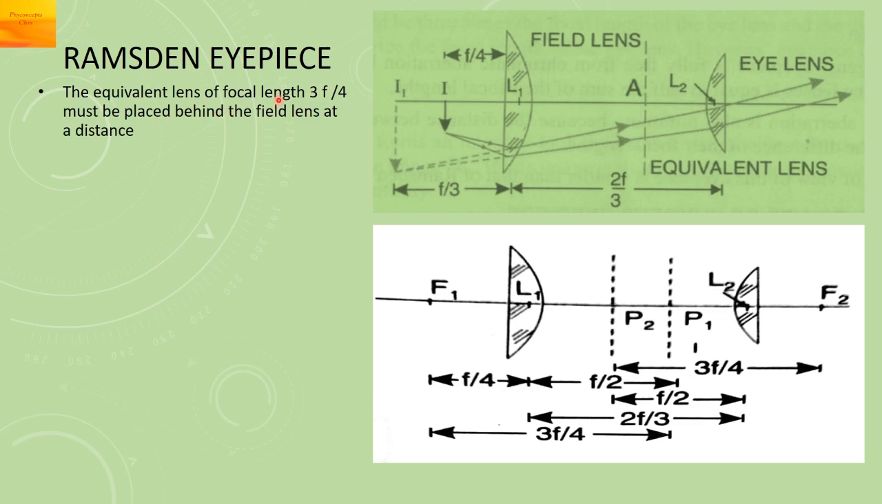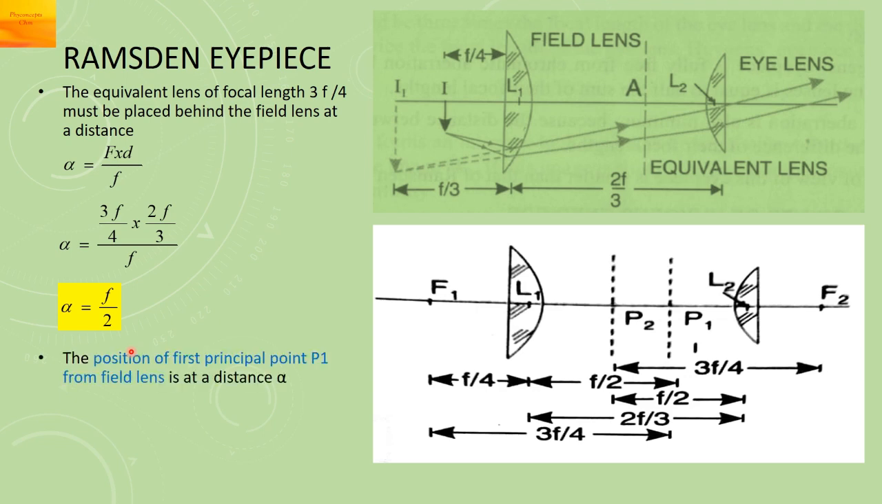So the equivalent lens of focal length 3f by 4 must be placed behind the field lens at a distance alpha, which can be found as capital F into D upon f. Substituting capital F that we have got just now, 3f upon 4, and D as 2f upon 3, we get alpha is equal to f by 2. So we have got the position of the first principal point P1 from the field lens.